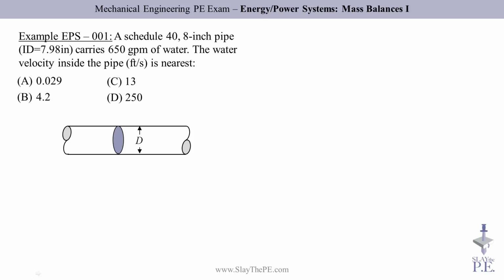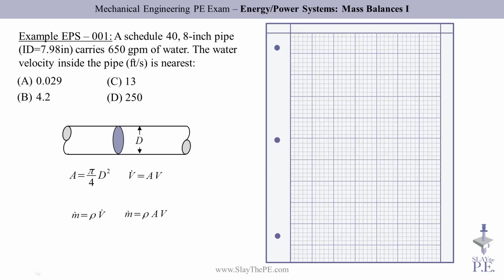Okay, so we have a pipe with an inner diameter of 7.98 inches and the volume flow rate is 650 gallons per minute. They're asking for the velocity inside the pipe, the average fluid velocity inside the pipe. Well, from the equations that we just discussed, it looks like we're going to use this one, because we have the volume flow rate and we can calculate the area, so we can solve for the velocity. So this is a straightforward application of one equation, and you'll be surprised how common this type of problem is in the PE exam, where you just take one equation, substitute, and you're done.